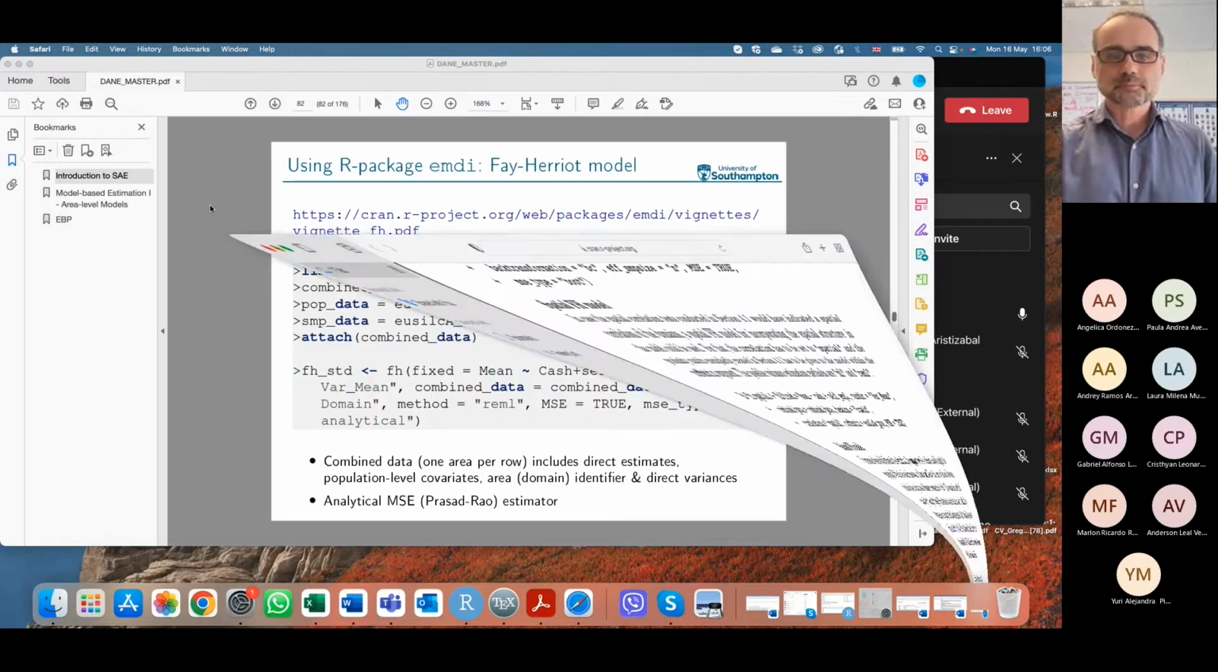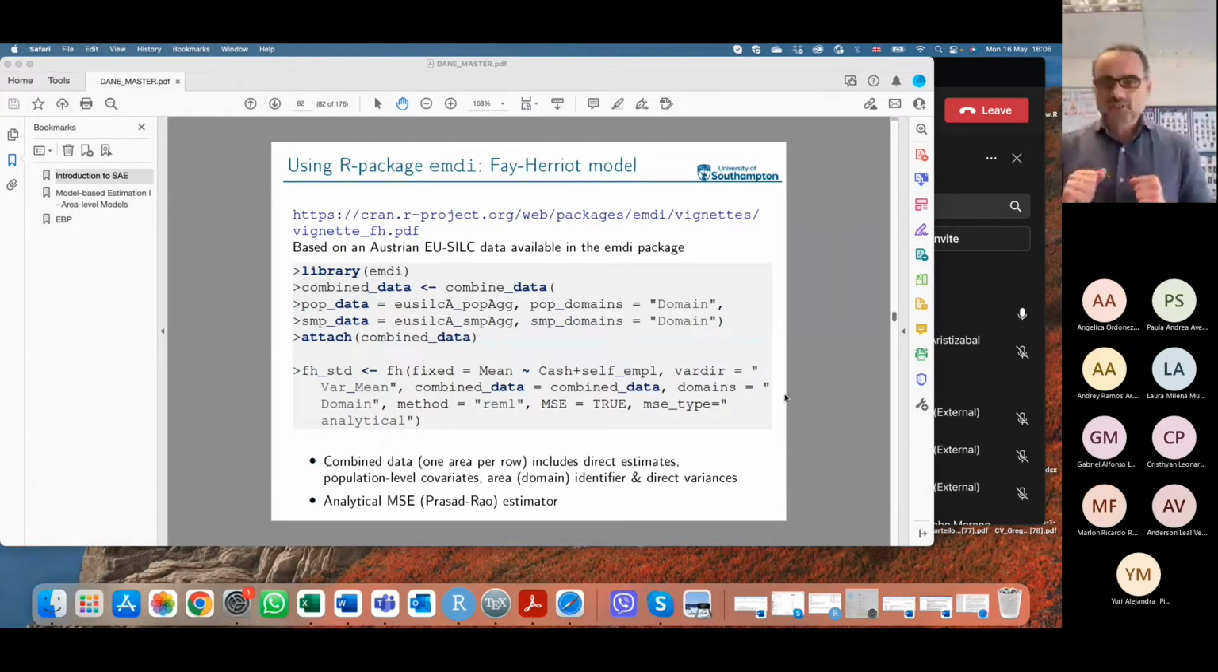Okay, so the dataset that we're going to use is based on Austrian data. It comes from a survey called the EU-SILC, the European Union Survey of Income and Living Conditions. And the reason that I'm using this dataset is because it's by default available in the EMDI package. So I have a computer lab 2 that I'm going to send to you. I'm waiting a bit for Angela to finalize computer lab 1, and then computer lab 1 on direct estimation and model assisted estimation, and computer lab 2 on area level models are going to form the first 2 computer labs for implementing some of these methods in practice.